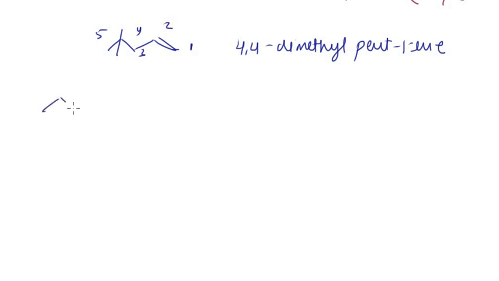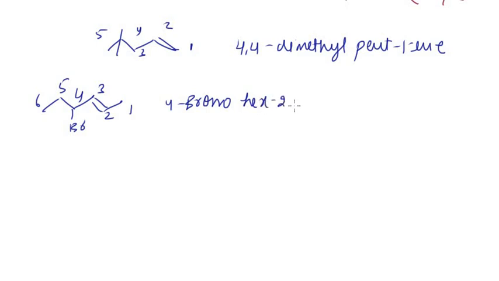Now if we have a compound like this, 1, 2, 3, if we have bromine here, 4, 5, 6. So it will be 4-bromohex-2-ene.